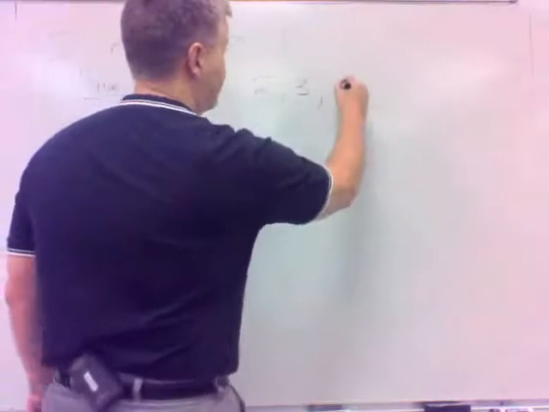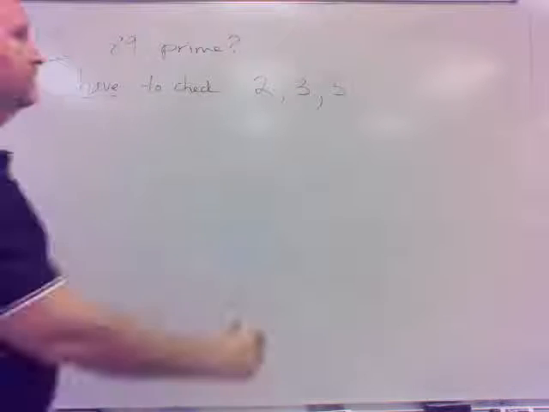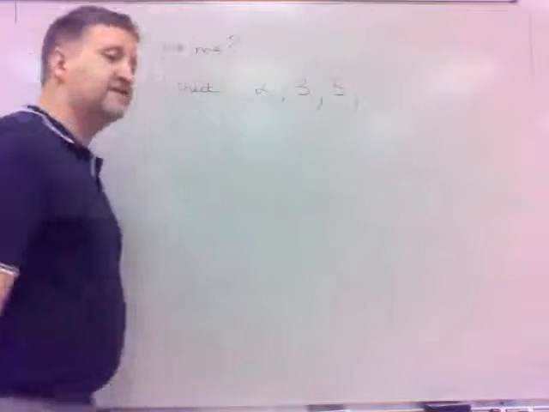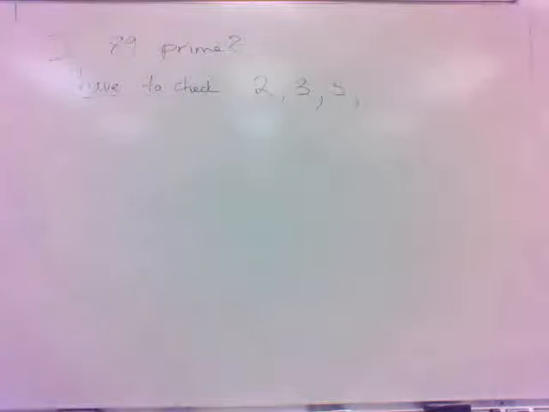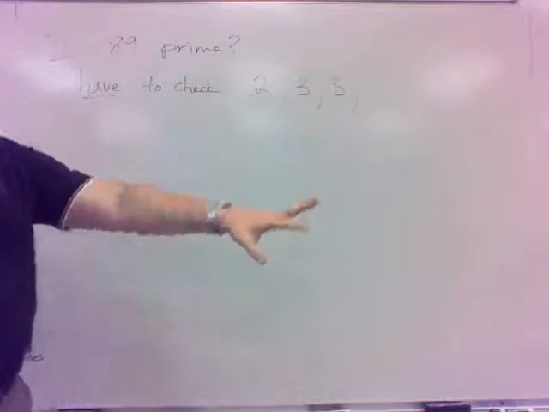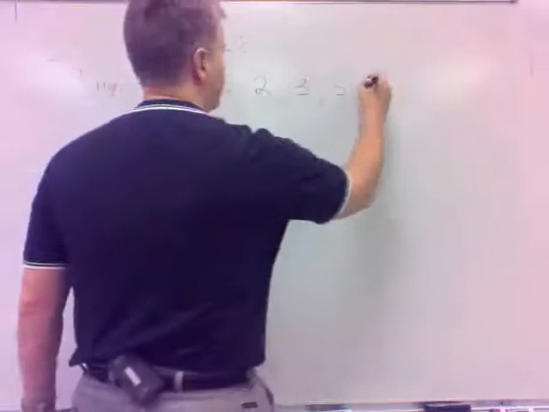Now 5, I haven't really checked it yet, but 5's easy, and we'll talk about that more in just a second. But do I have to check 6? I don't really have to check 6 because that's the same thing. I already know 2 is not a factor, so 6 certainly isn't going to be a factor either. Now, I haven't done anything with 7.